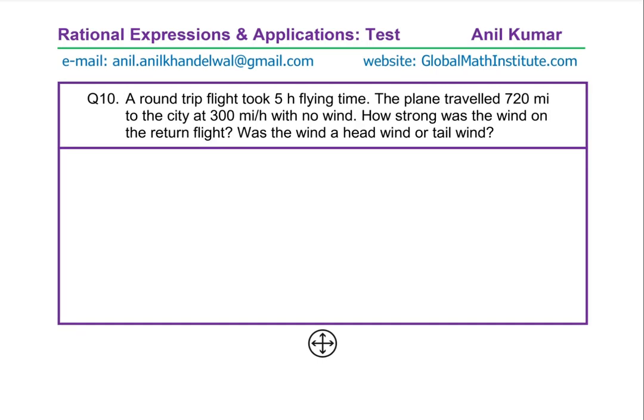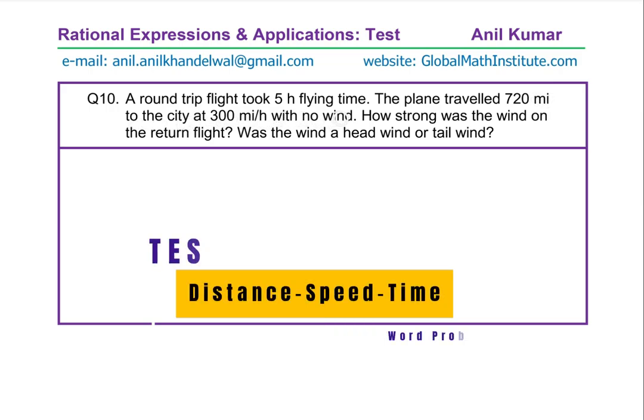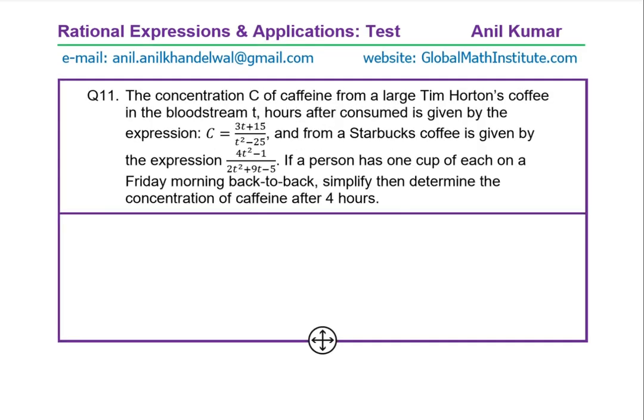Question number 10. A round trip flight took 5 hours flying time. That means going and coming back. The plane traveled 720 miles to the city at 300 miles per hour with no wind. How strong was the wind on the return flight? Was the wind a headwind or a tailwind? So that's another question. These questions have been picked from my students in the US, and you see the units in miles, right? Okay, question number 11.